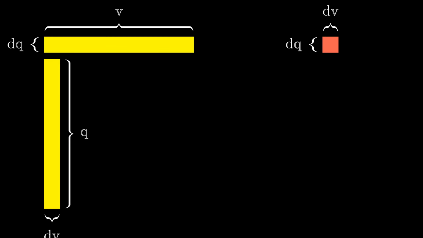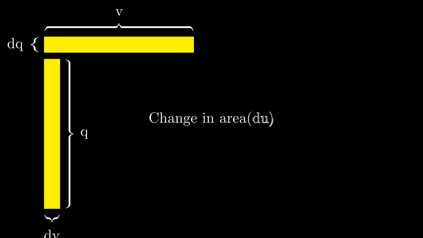If you look at the small rectangle on the right side with sides dq and dv, its area is very small, so it's fine even if you neglect it. So what happens now? The change in area du is pretty much equal to the sum of the areas of the rectangles on our left side, q dv plus v dq.